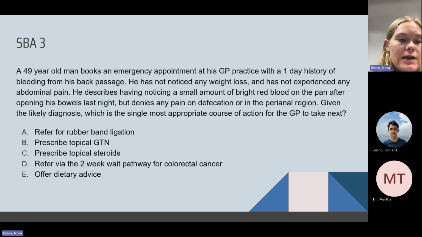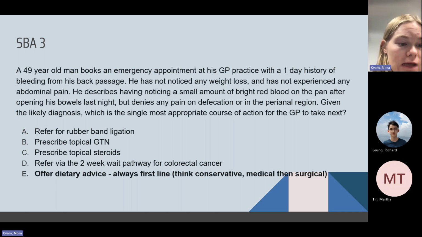So let's go through this quickly. 49-year-old man with bleeding, no other symptoms really, no pain. That makes hemorrhoids the top differential, because if it was bright red bleeding with pain, that would be an anal fissure. So painless bleeding after emptying bowels makes hemorrhoids most likely. And the most appropriate course is, of course, E, dietary advice, because with conservative management you want to go through a list. First you want to try conservative. If that doesn't work, then you can try something else. But conservative is always preferred.